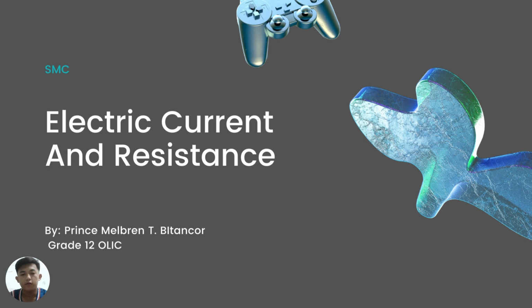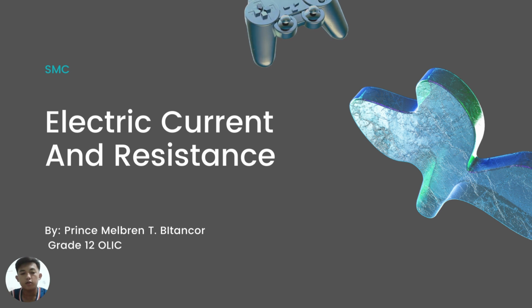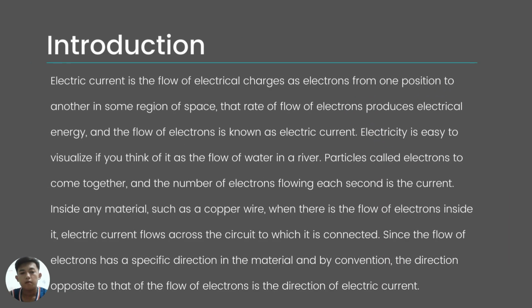This is my report about electric current and resistance. What is electric current? Electric current is the flow of electrical charges as electrons from one position to another in some region in space. That rate of flow of electrons produces electrical energy, and the flow of electrons is known as electric current.